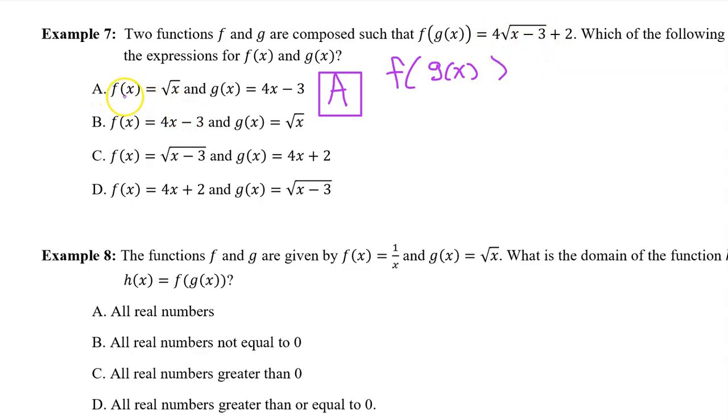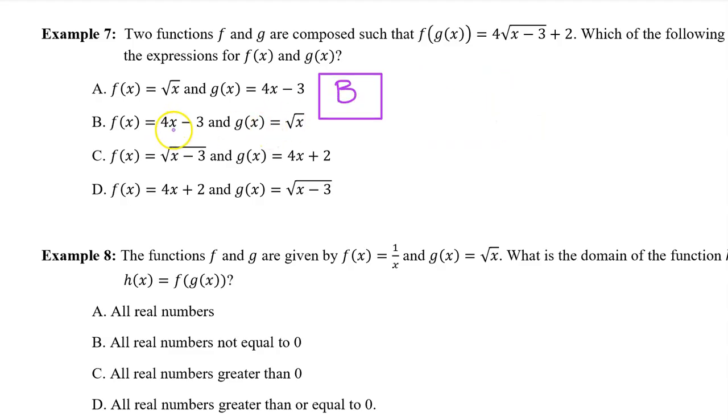So for option A, f is the square root of x. So that would be the outer function in this case. So we start by putting a big old square root of x. And then the inner function is g of x. So that's going to be 4x minus 3 on the inside. That is not a match.